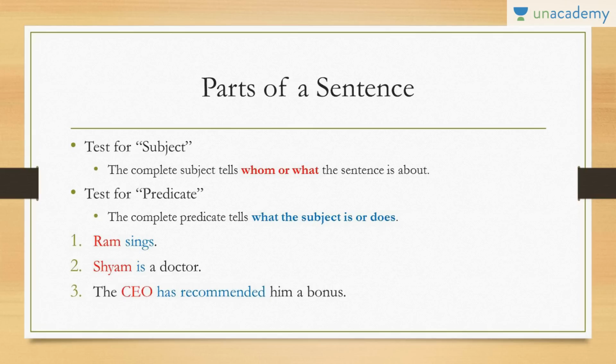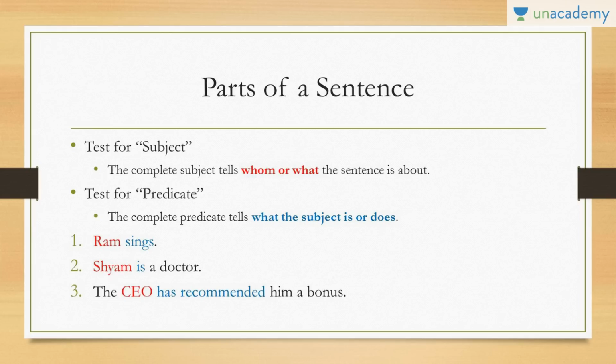इन दिस सेंटेंस हम किसके बारे में बात कर रहे हैं? We are talking about Ram. और राम क्या कर रहा है? That is told to me by the predicate. राम गाना गा रहा है, Ram is singing or Ram sings, right? Similarly Sham, who is this person? What is this sentence talking about? The sentence is talking about Sham. और श्याम क्या है? Is है a doctor, right?